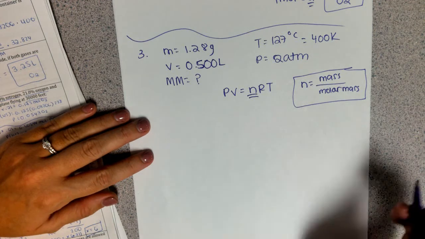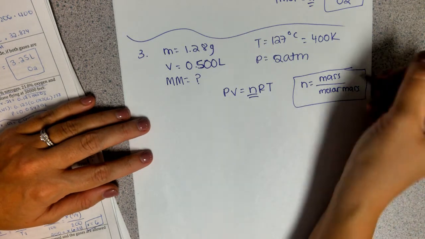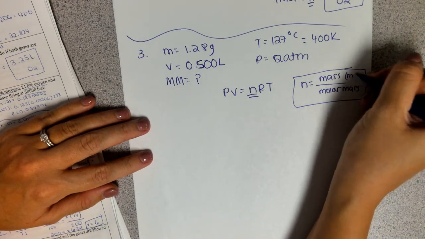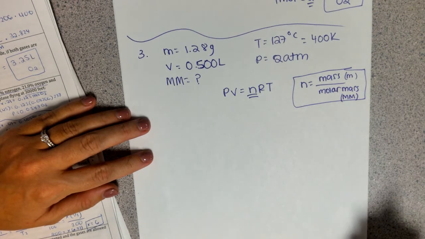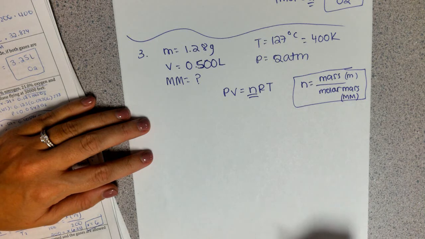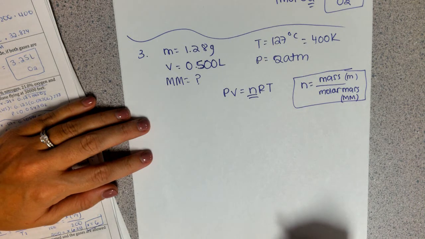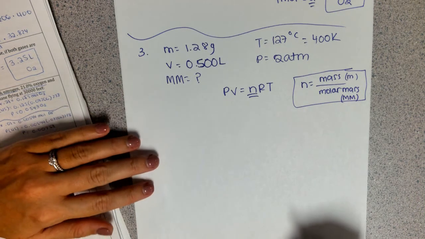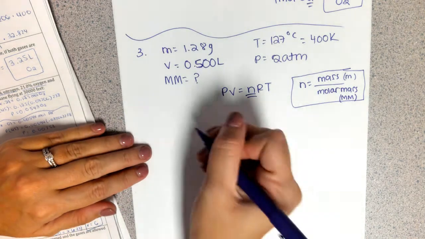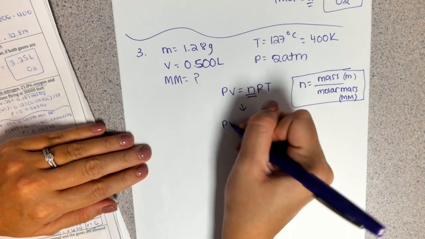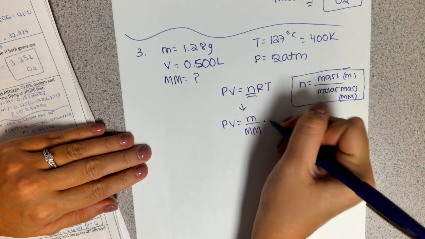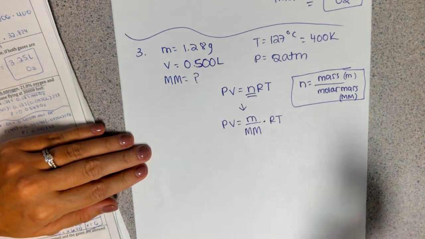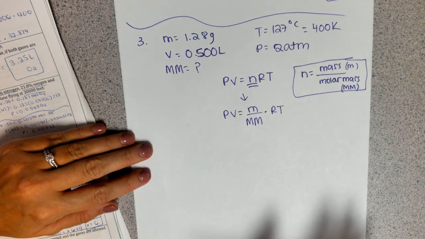And now, for simplicity's sake, I'm going to do mass as M, molar mass as MM. Your formula chart has it like molar mass bold, but I can't really do bold on a video. So that makes that equation now PV equals M over MM times RT. And then we just need to plug in and solve for molar mass.